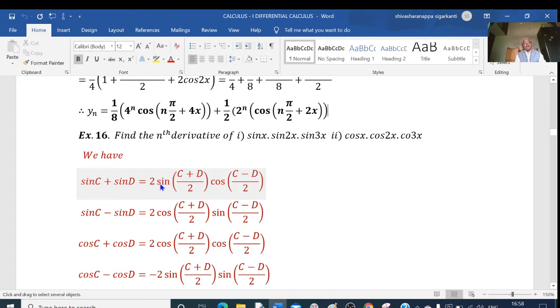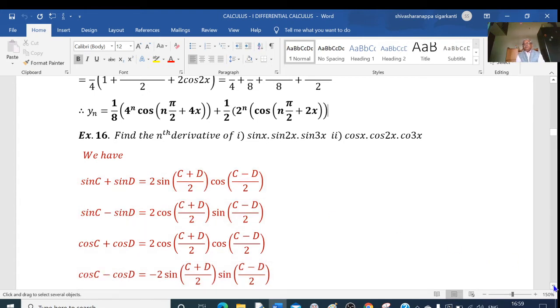We have sin C plus sin D is equal to 2 sin (C plus D)/2 cos (C minus D)/2. That is, the sum of sines can be written as the product of sine and cos. Difference of sines also: sin C minus sin D is 2 cos (C plus D)/2 sin (C minus D)/2. And cos C plus cos D equals 2 cos (C plus D)/2 cos (C minus D)/2. And cos C minus cos D is equal to minus 2 times sin (C plus D)/2 into sin (C minus D)/2. So using these formulas, we can write the sum or difference of sines and cosines as the product of sines and cosines.